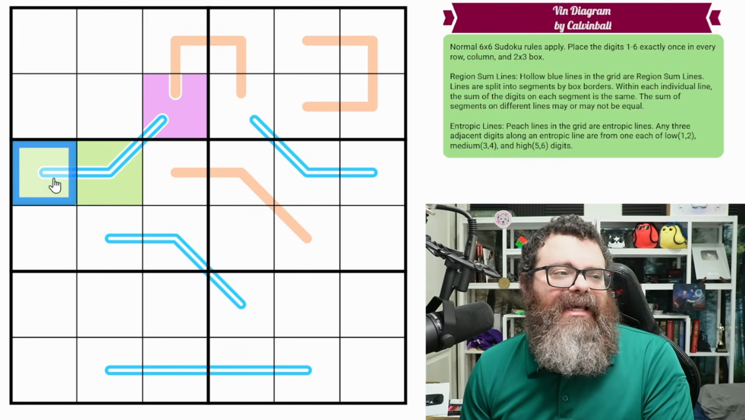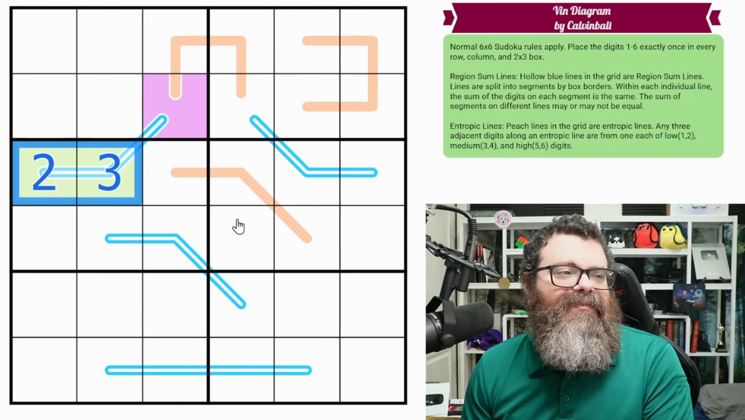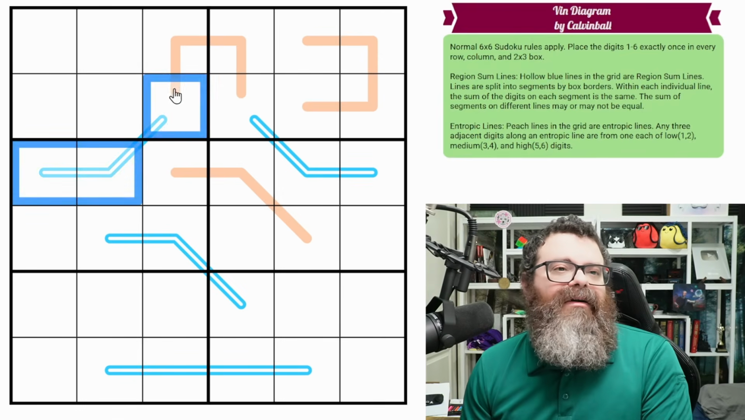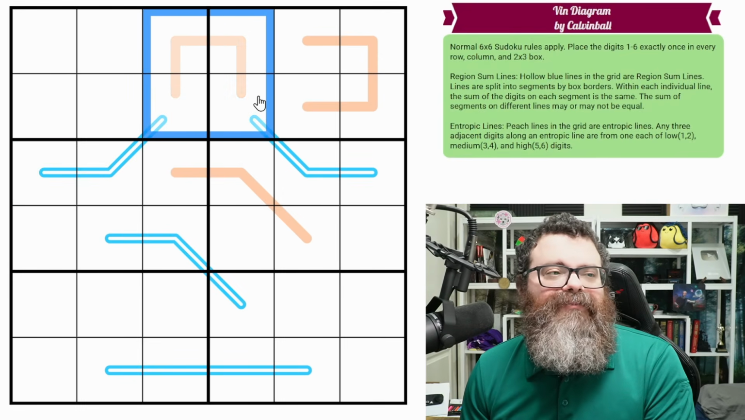Every segment has the same sum. So if this was 2, 3, that sums to 5. This would need to be a 5 because it's a single cell segment. All right, we also have entropic lines in the grid. That's these peach lines here that are filled.